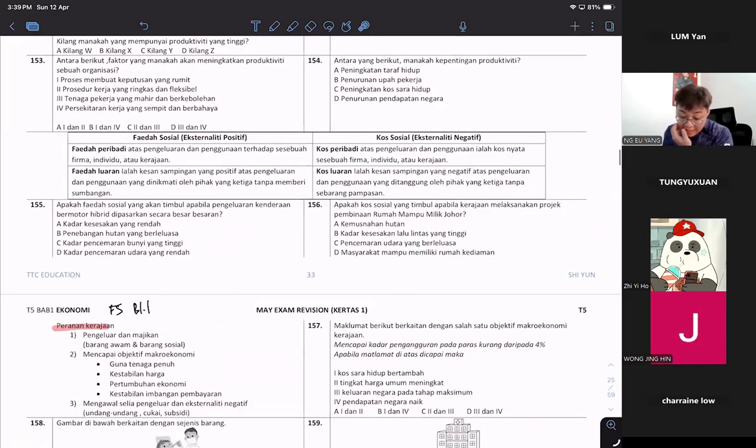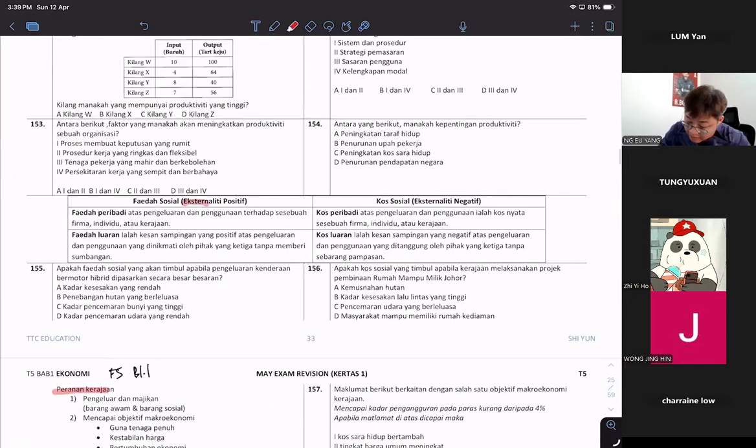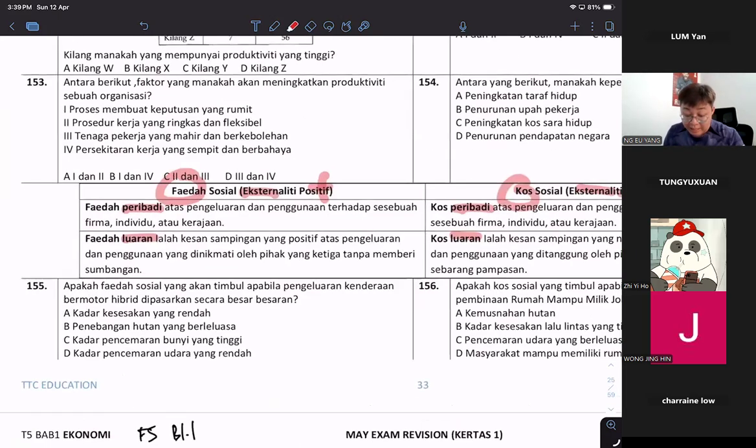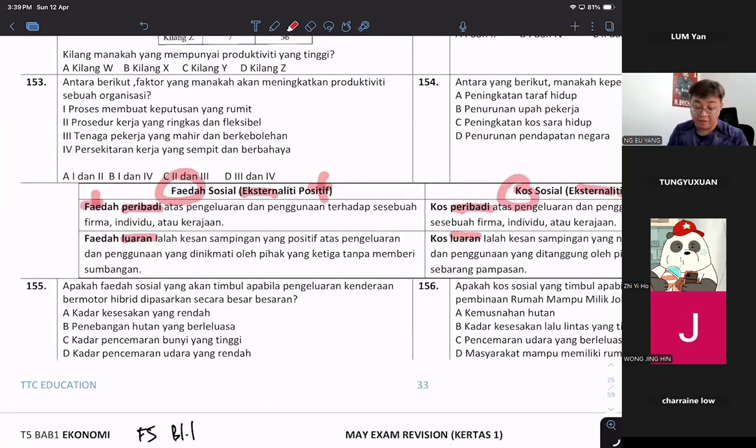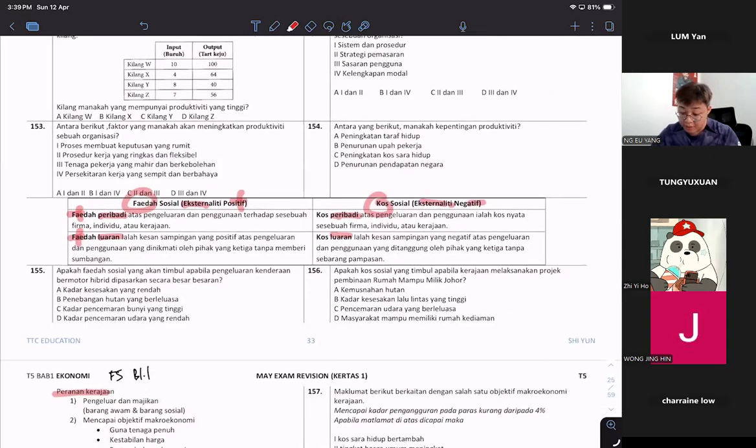So down there, then we have the externality. So for externality, we have good, positive, negative. So that's why negative is known as cost, positive is known as faedah. Okay, so we have the peribadi and luaran. So what's faedah peribadi? Direct effect, but positive effect. So what is faedah luaran? Indirect good effect. Okay, so what is cost peribadi? Direct negative effect. So what's cost luaran? Indirectly the negative effect. So this is directly, secara langsung.